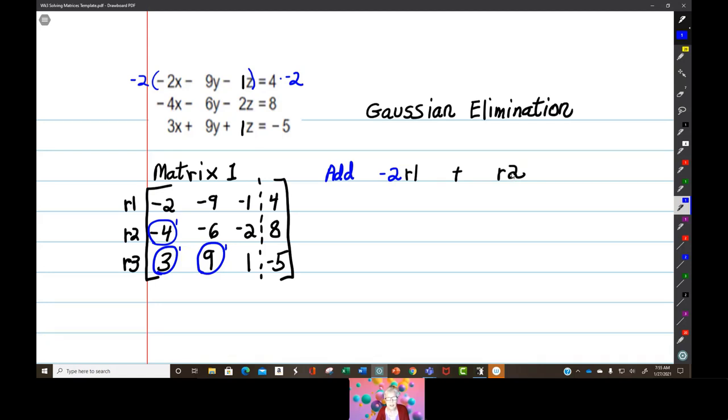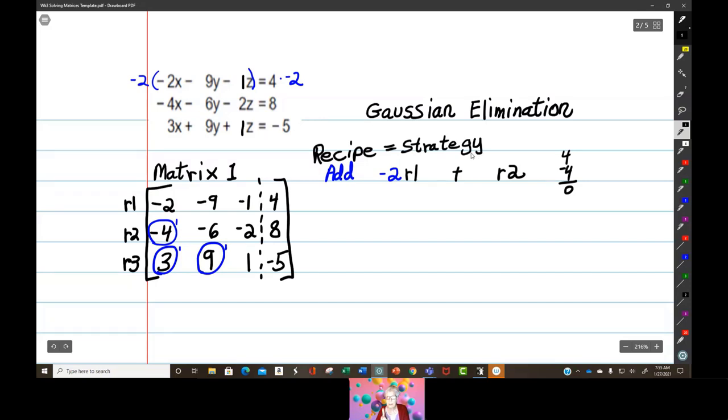And if I do this, that will give me positive 4 plus negative 4. And that will give me 0. Now this is called my recipe step, or just recipe. The recipe is your strategy. So now let's do this and you'll see what happens.